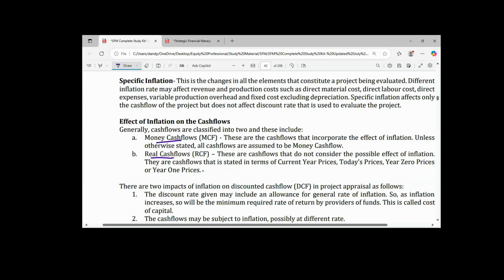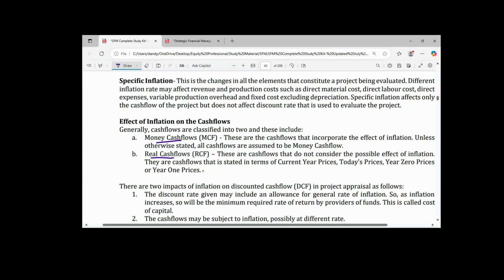Now, what do you understand by real cash flow? Real cash flows are cash flows that do not include the possible effect of inflation. They are cash flows stated in today's prices, year zero prices, year one prices, or current value terms. So when you are given, say, a selling price of 2,000 naira in year one, because the examiner has mentioned year one, that selling price is a real cash flow.